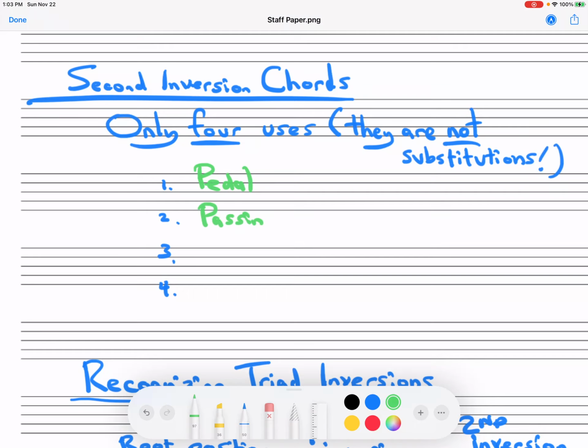passing, cadential, and bass arpeggiation or melody. Each of these is one specific use.